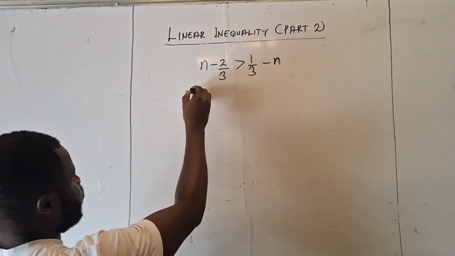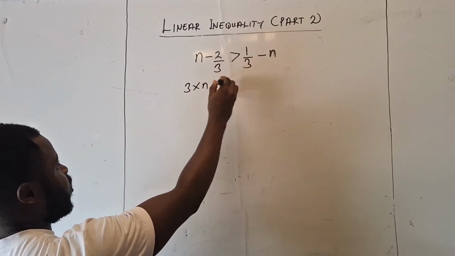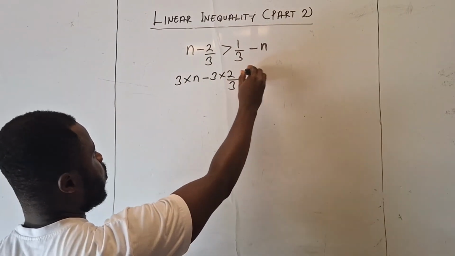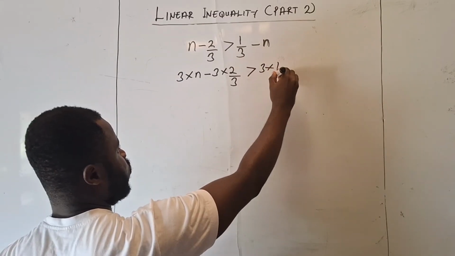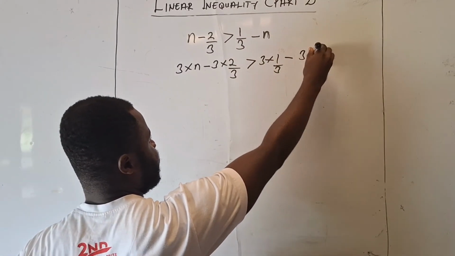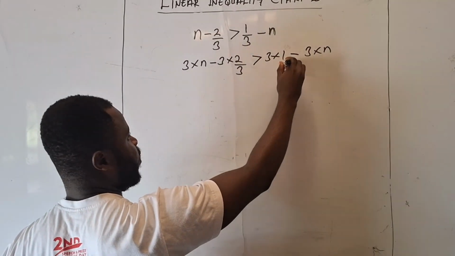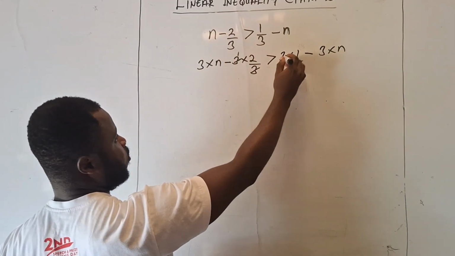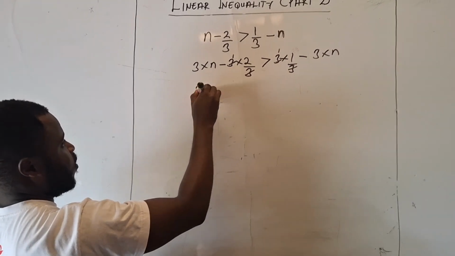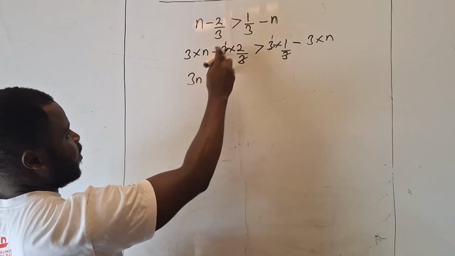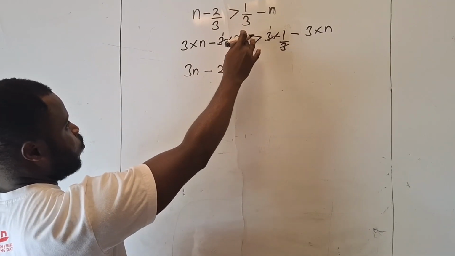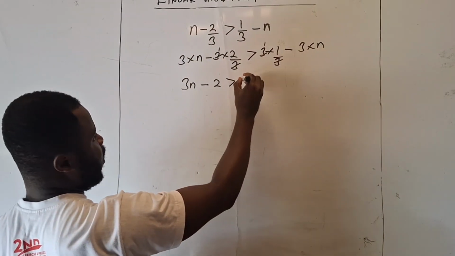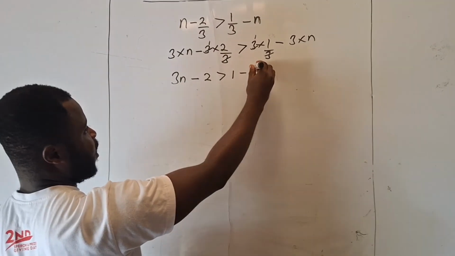So we are going to multiply here by 3, then minus 3 times 2 on 3, greater than 3 times 1 on 3, minus 3 times n. Let me write my 3 well. This can divide this 1, this can also divide this 1. 3 times n will give us 3n. Now minus this one 2, because negative 1 times 2 is negative 2, greater than 1 times 1 is 1, minus another 3n.